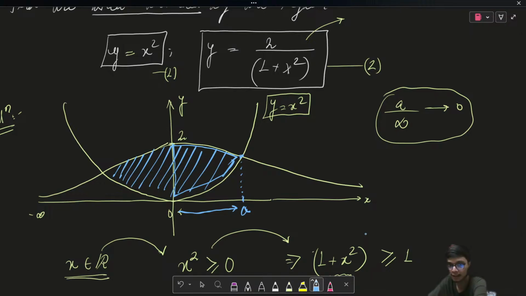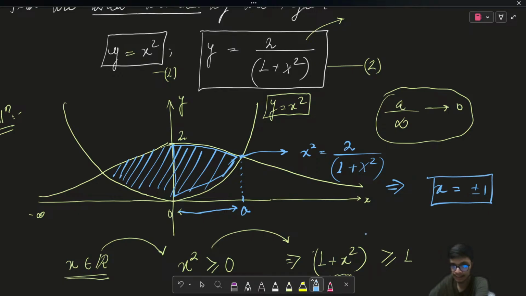So I have to find this point. In order to find this point, the value of y is the same for both equations. So x square should be equated to 2 upon 1 plus x square, right? And if you try to solve it by the quadratic approach, you'll get x equals plus minus 1. So you can see that at x equals 1 and x equals minus 1, they are going to intersect, which is again very true because of the symmetry, because it is symmetric about the y-axis, right?